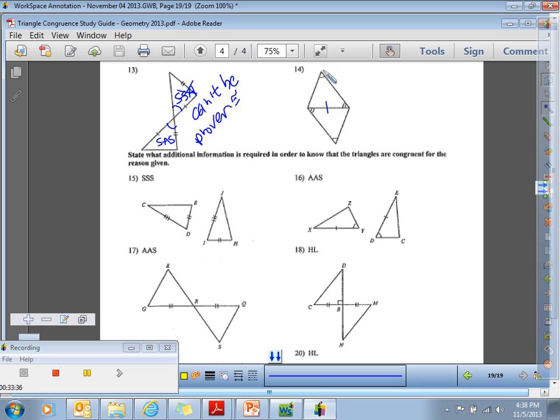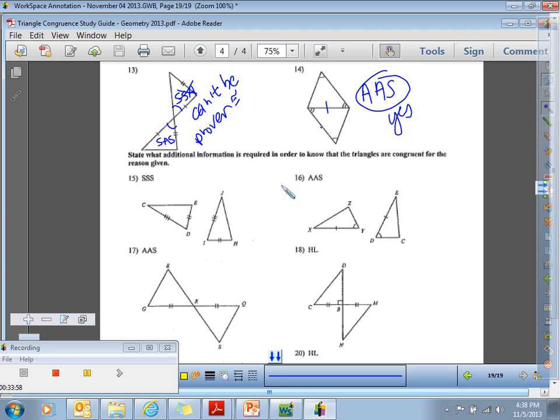Okay, over here they share this side. This angle's congruent to this angle. This angle's congruent to this angle. So is the side in between the two angles? No, it's not. Is the side in between these two angles? No. So it'd be angle, angle, side, not angle, side, angle. And yes, this proves congruency.